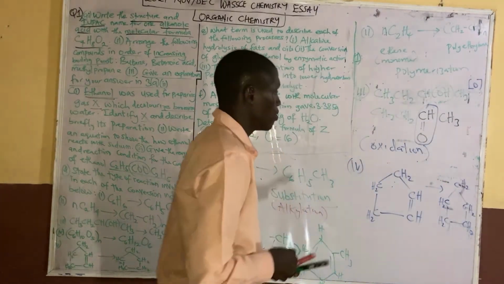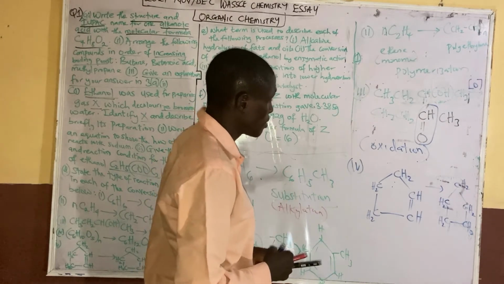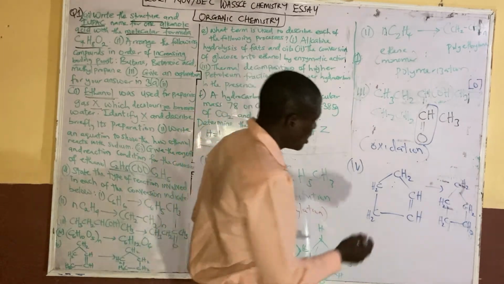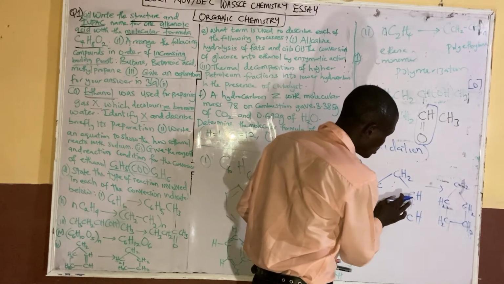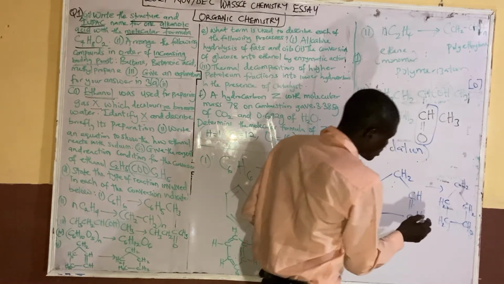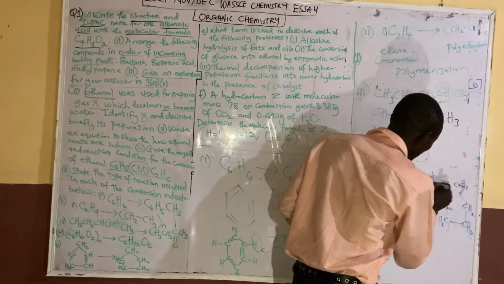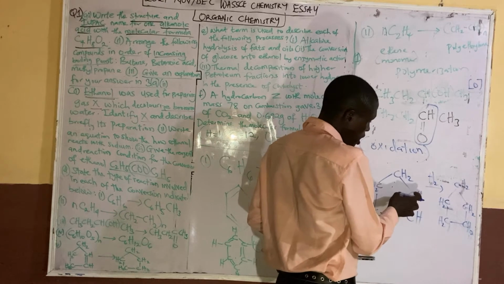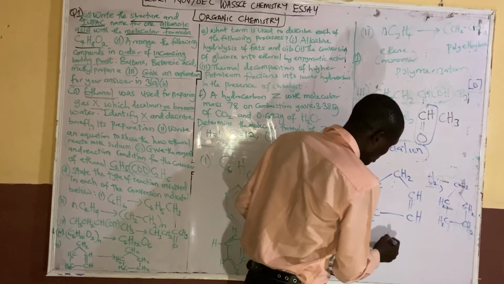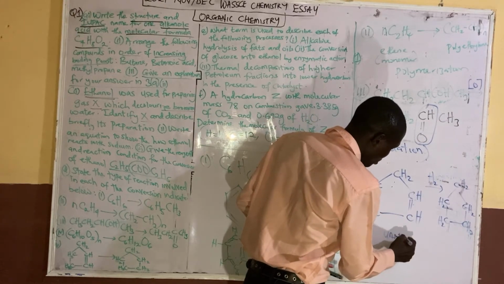Look at this now. This is what we call an addition reaction. You can see the double bond there has been lost; one of the bonds has been removed. What causes this is the addition of hydrogen. Now it has a double bond, so it's called unsaturated.